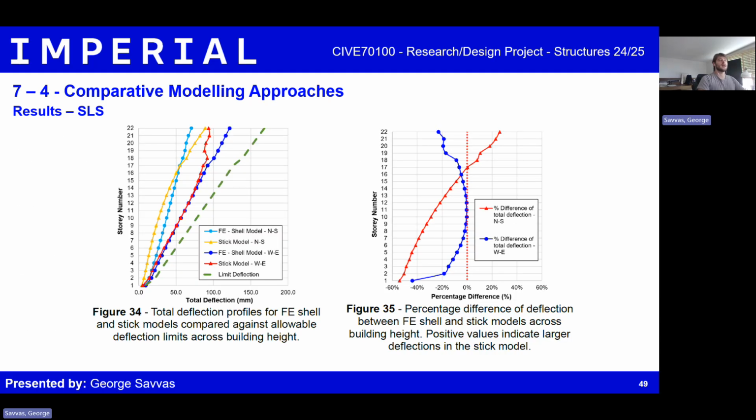Moving on to SLS, figure 34 shows deflections against the h/500 limit. In the north-south direction, the stick model underestimates deflection up to level 17, then slightly overpredicts. In the west-east direction, the FE shell model consistently gives higher values, while the stick model even shows a strange drop after level 18. Figure 35 highlights these differences, showcasing that while overall trends align, the stick model misses key local effects the shell model captures.